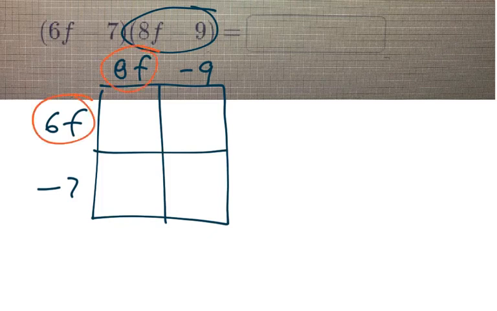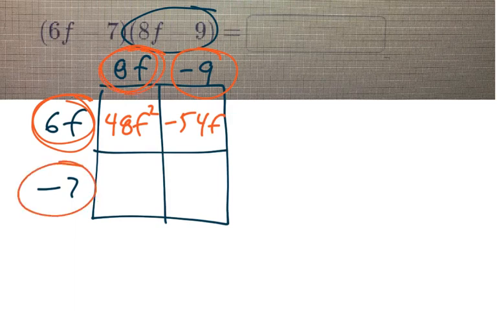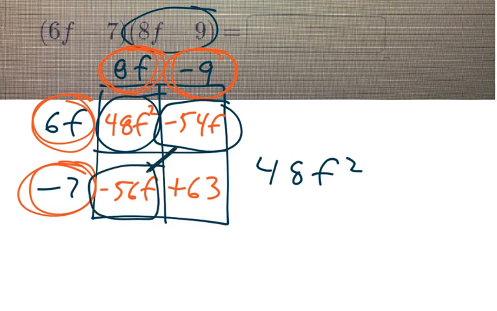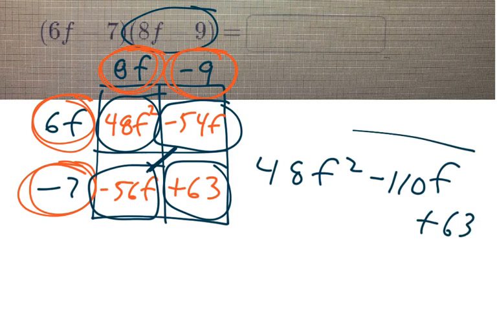Okay, 8f times 6f, 48f squared. Negative 9 times 6f, negative 54f. 8f times negative 7, negative 56f. Negative 9 times negative 7, positive 63. So what do we end up with? 48f squared. The minus 54 with the minus 56 together is minus 110f. And finally, our constant is plus 63.